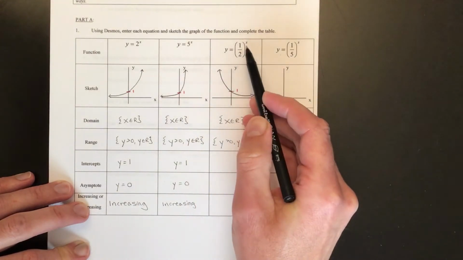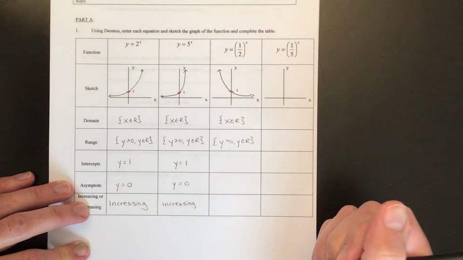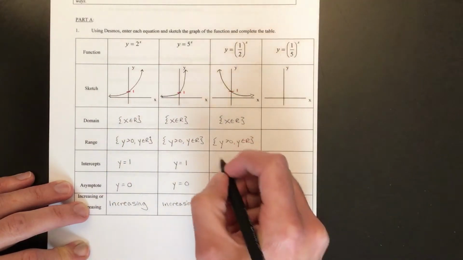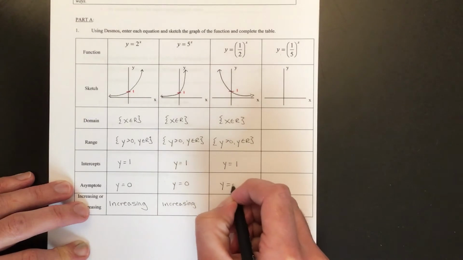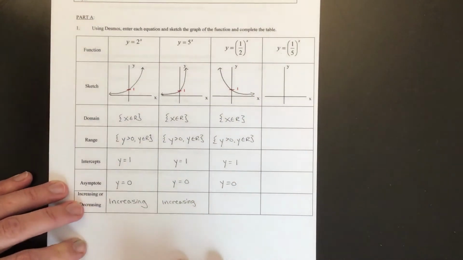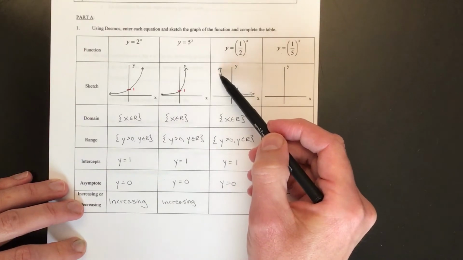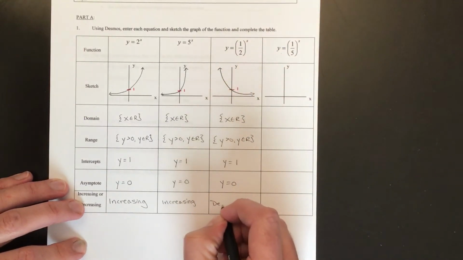Because again, if I put a negative value in for x, I can't make this y value negative. Intercepts, again, same spot at y equals 1. Asymptote is the same at y equals 0. The only change here is that because it's a fraction, what we notice is that we're actually going down to the right. So now this function is decreasing.